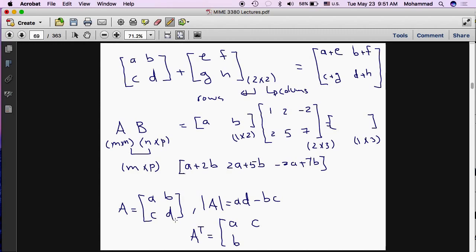Now, D is what? In the original matrix, D is row 2, column 2. So when you switch, it still becomes row 2, column 2. So it stays exactly where it is. So that's the transpose of a matrix.